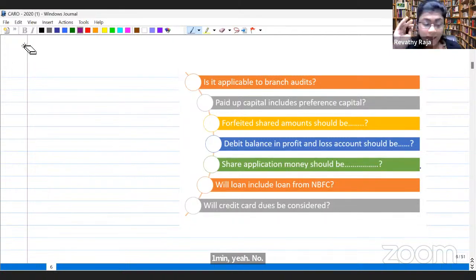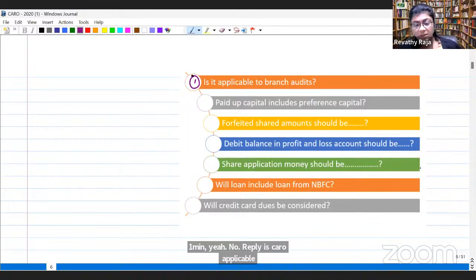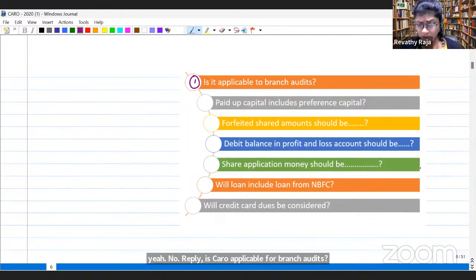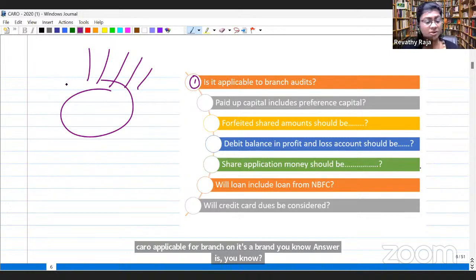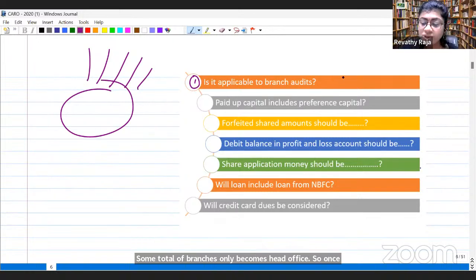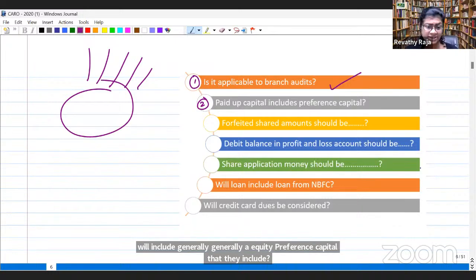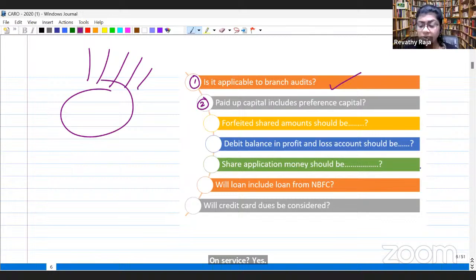Is CARO applicable for branch audits? A branch, you know? The sum total of branches only becomes the head office. So once CARO is applicable for a company, for branch audit also it is applicable. Now, paid up capital, Lohit, you were asking. Generally speaking, paid up capital will include what all? Even without seeing this, can you say paid up capital will generally include equity, and will they include preference capital? Answer is yes. So paid up capital will generally include equity and preference.